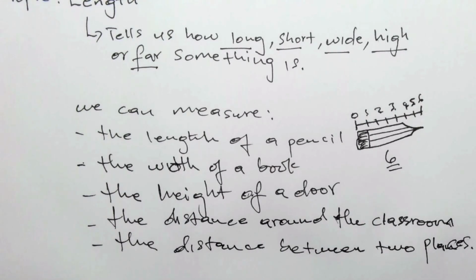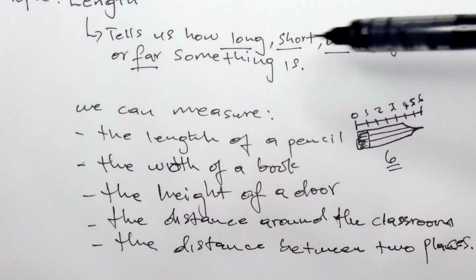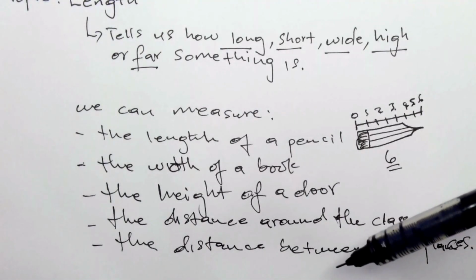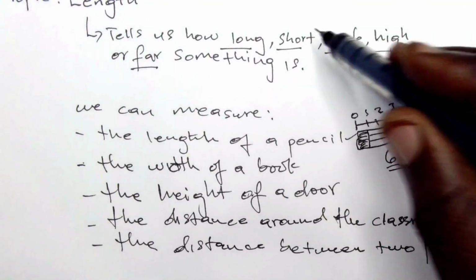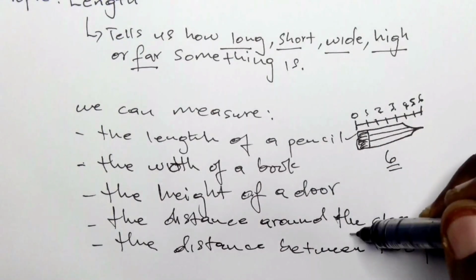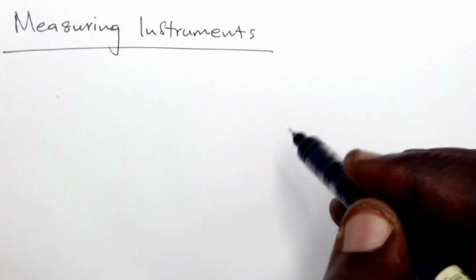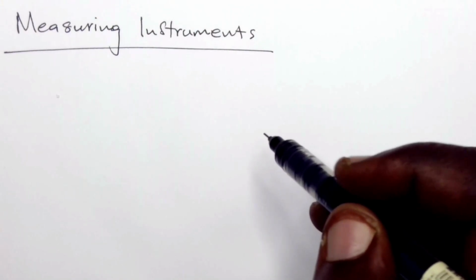In this part, there's nothing much so far, just that I wanted you to understand what the length topic is all about. It's about us measuring how long, how short, how wide, how high, and how far something is. This will depend on what we are measuring. If we are measuring the distance between two places, how far from your home to school, how far from your home to your ground, how far from your home to your neighbor.